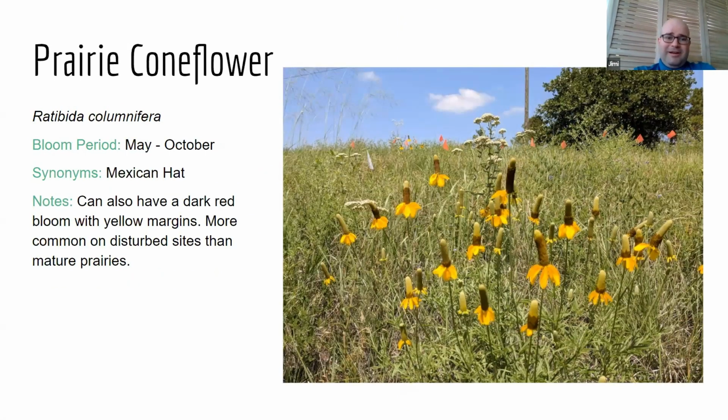And next would be prairie coneflower, sometimes referred to as Mexican hat. So sometimes they have that maroon with kind of a yellow tip on the bracts on the petals, and sometimes they're all yellow. A lot of seed companies actually sell these. I think they consider this yellow one the prairie coneflower variety of the Mexican hat. And these you will see on the roadside.